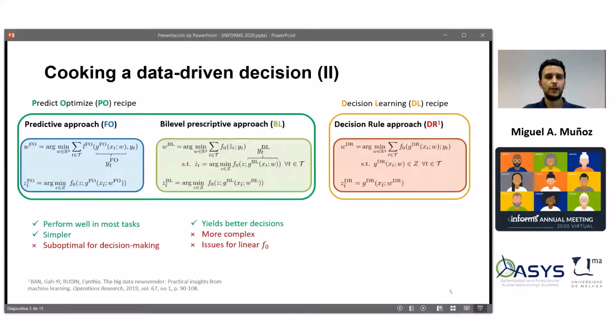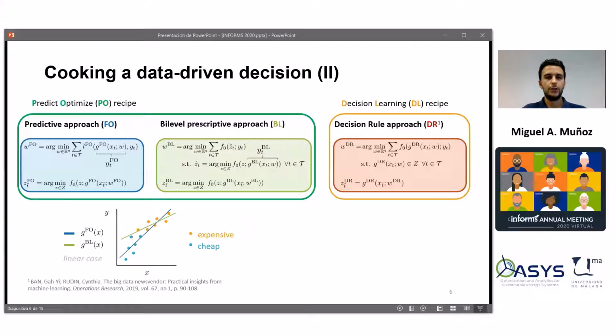Comparing the predictive approach with the bilevel prescriptive approach, the first normally performs well in most tasks because we generally use a general loss function. Therefore, it's simple, but as we use a general loss function, we achieve suboptimal decisions. In the case of the bilevel prescriptive approach, as we are considering the objective function of the original problem, it yields better decisions, but it is more complex and has some issues for linear objective functions.